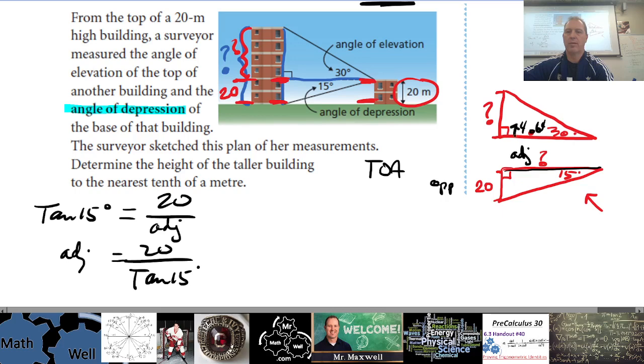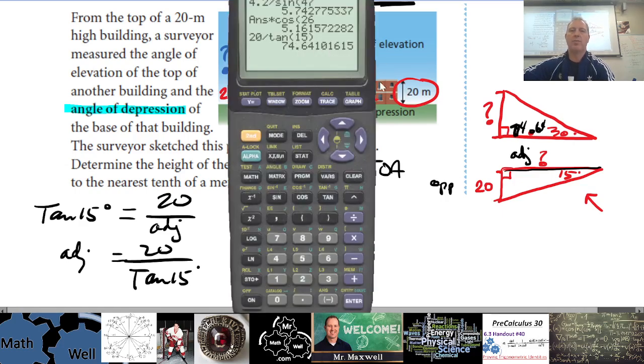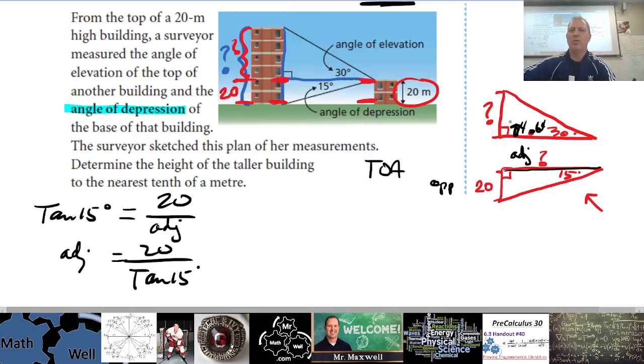74.64. Okay. Wait a minute. So 20, yeah, I guess so. Okay, that's possible. So 20 meters high, but we got 74 meters between the buildings. They're far apart. So now in blue, let's do this.